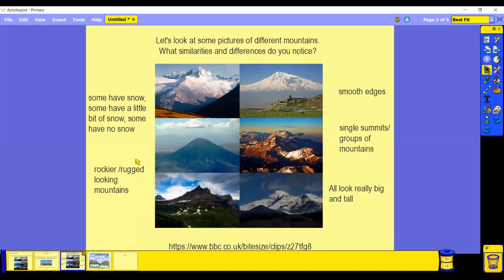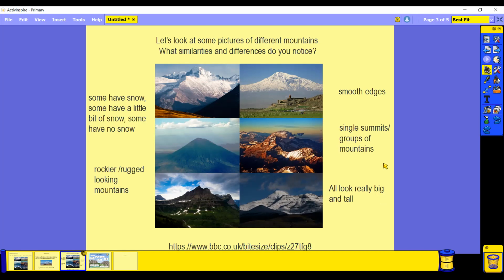Some of the ones that I've noted down are that some of the mountains have lots of snow, some of them just have a little bit, whereas some of them have no snow at all. We've also got that some of the mountains have more smooth edges, so you can see this one's got a very smooth edge. However, other mountains have more of a rockier, rugged look, so you can see these ones here are more rocky and rugged.